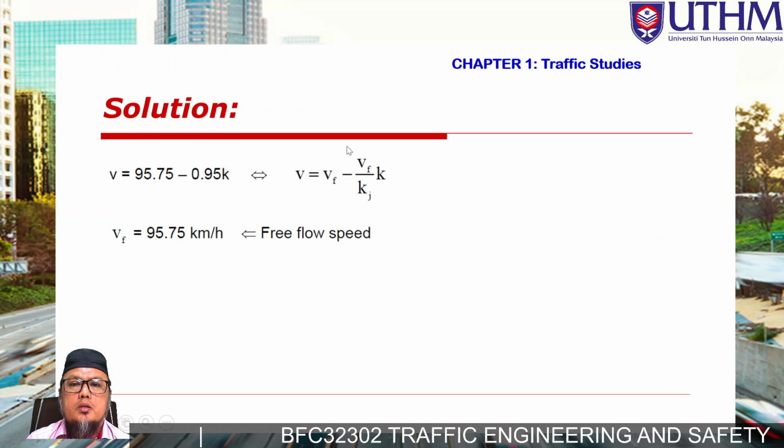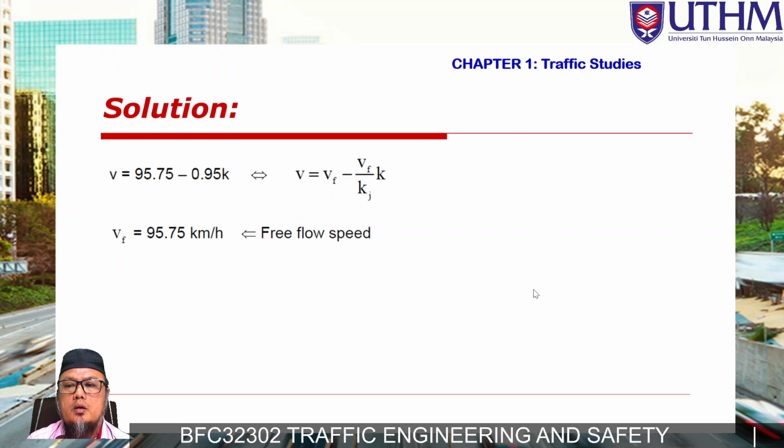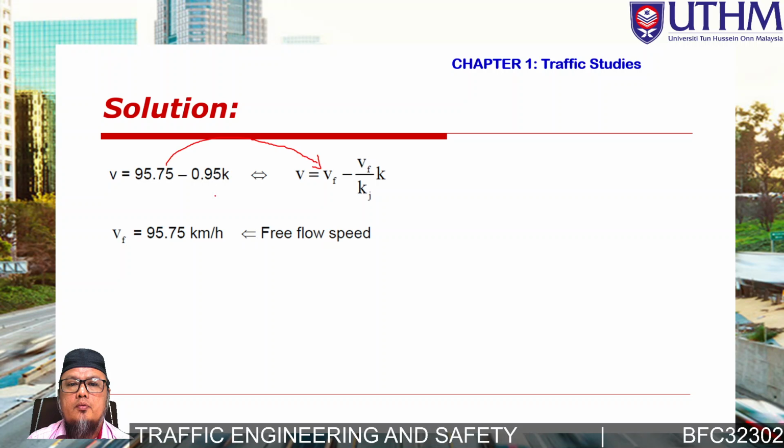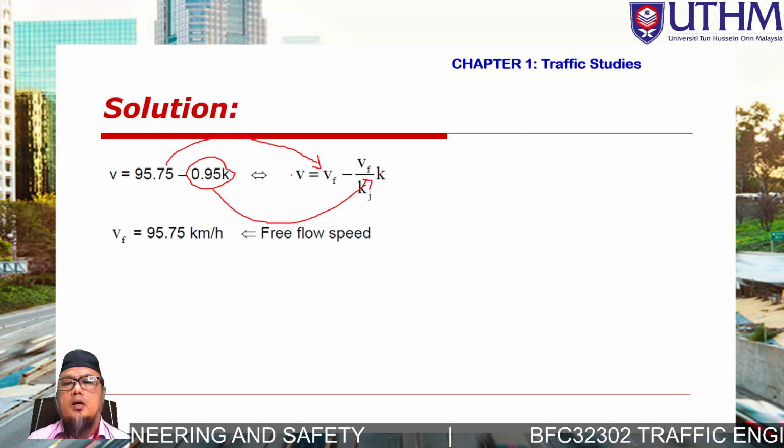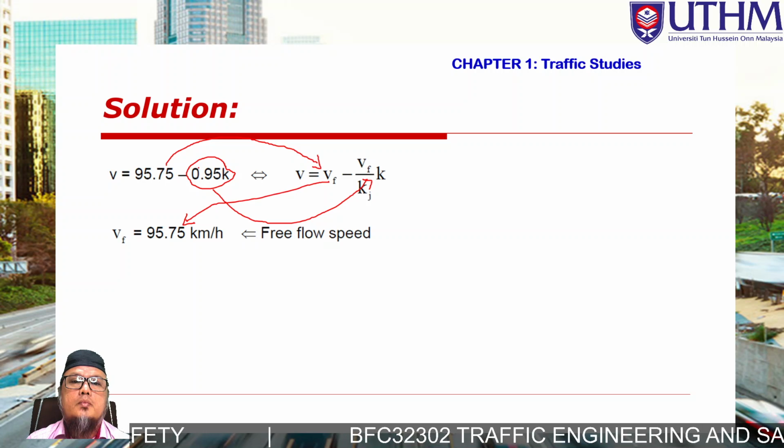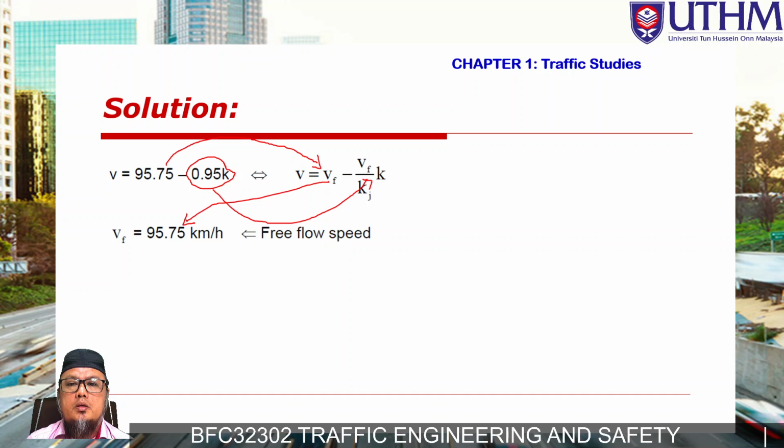So if we transform it to here, if we represent this value, this will become VF and this will become the gradient. So from here we already obtain the free flow speed from this function. Okay, next we want to determine the KJ.